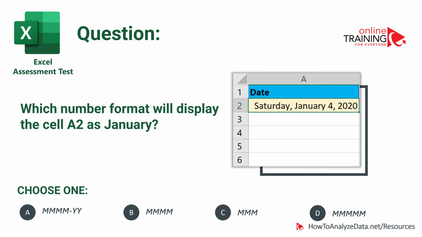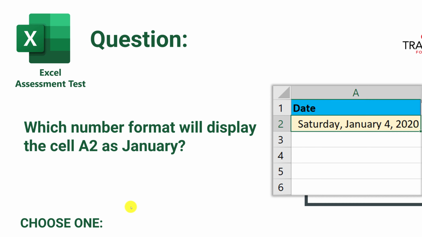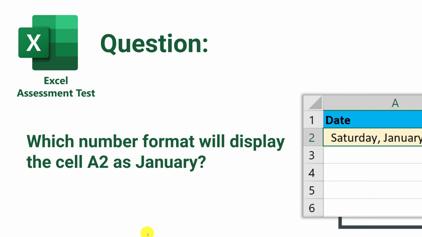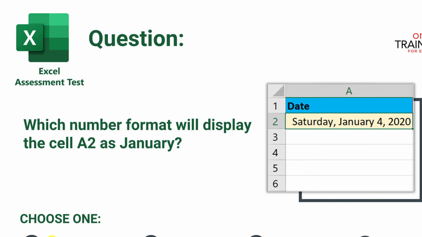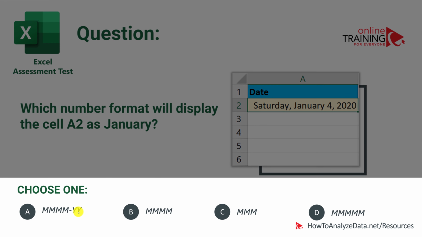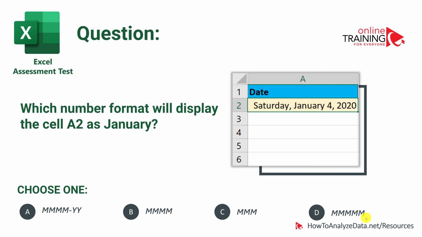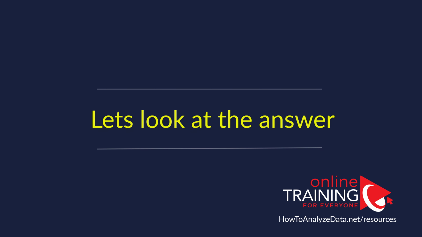Let's see how well you know Excel data formatting feature, specifically for custom formatting. Here's the question. Which number format will display the cell A2 as January? And there are 4 choices. A: mmmm-yy, B: mmmm, C: mmm, and then D: mmmmm. Which one do you think is the right one?